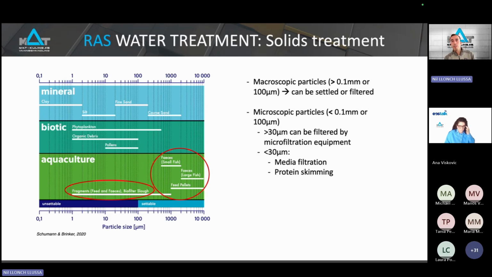Macroscopic particles are those above 100 microns. These can be settled or filtered easily, while microscopic particles below 100 microns are harder to remove. However, within this same fraction, we have to differentiate between two different sizes. Above 30 microns, particles can be filtered by microfiltration equipment, such as drum filters. Below 30 microns, particles are very hard to remove from your system. Suggestions for treating these particles are media filters or protein skimmers.